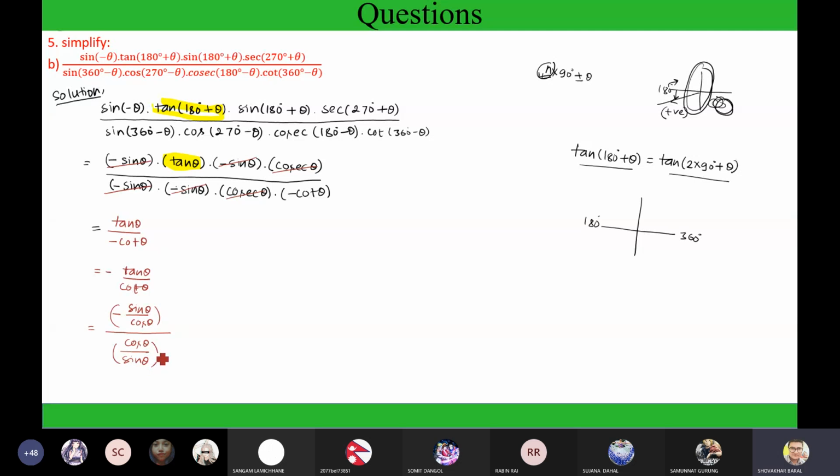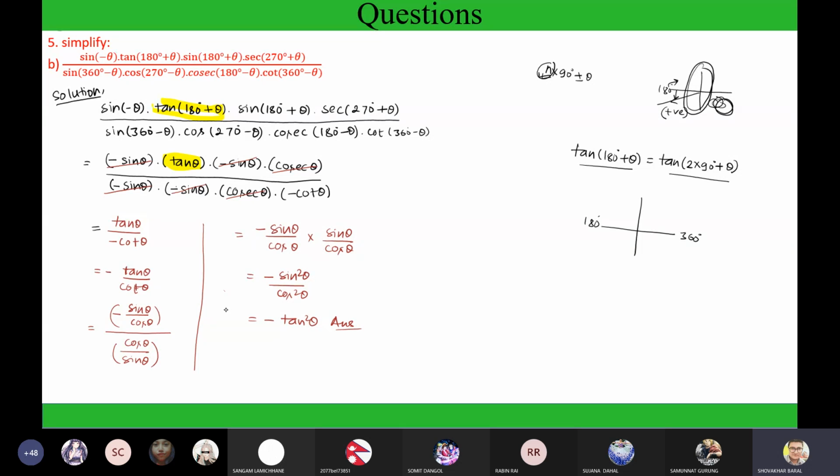So let's take the reciprocal of that number in the denominator, or the ratio in the denominator. It will be minus sin theta upon cos theta times sin theta upon cos theta. So it will be minus sine square theta by cos square theta. So this is equal to minus tan square theta. This is your answer.